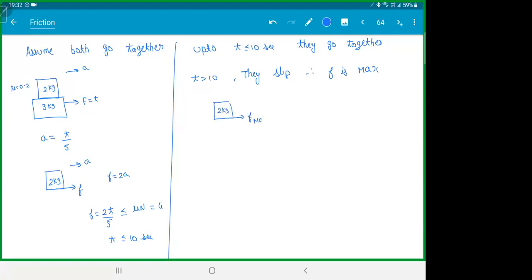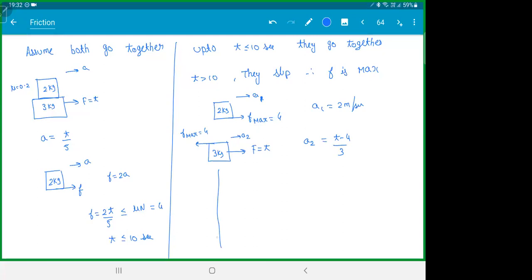So this guy will be F max, which is equal to 4, and this is acceleration A2 kg. Let's call it A1. So A1 is 2 meter per second square. If you take the 3 kg guy, this will be F max is equal to 4, and this would be F is equal to T. So this acceleration will be A2, which is T minus 4 by 3.